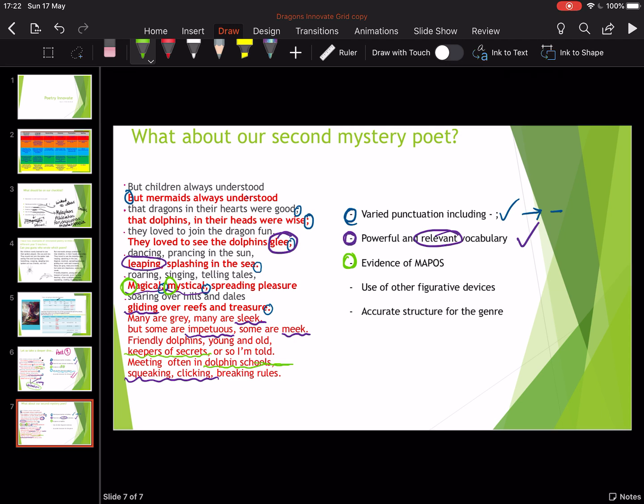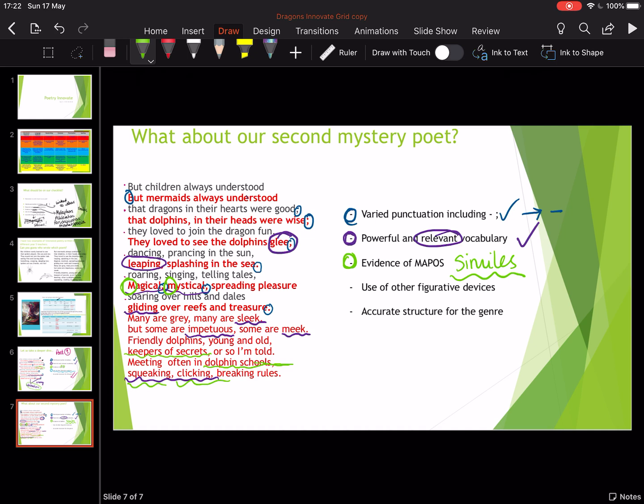Onomatopoeia, we have squeaking and clicking, relevant pieces of onomatopoeia. That's what dolphins get up to: squeak, click, have fun, clap their fins. Similes. Do we have some similes? We do not have a simile in this particular one. Maybe that's something that Year 5 can really show off in their poetry. Strong use of similes. Use of other figurative devices.